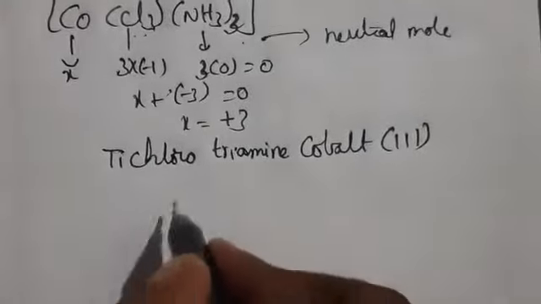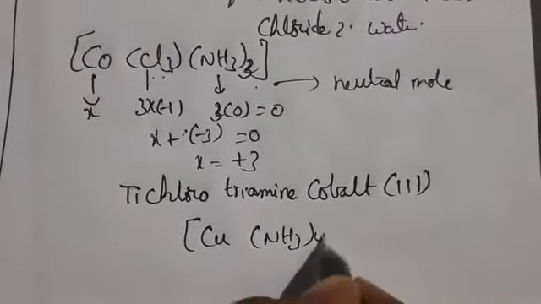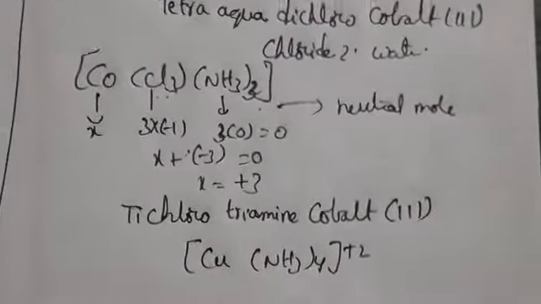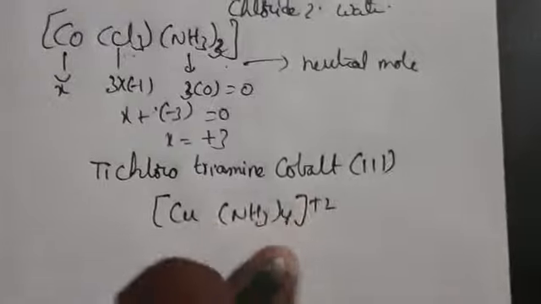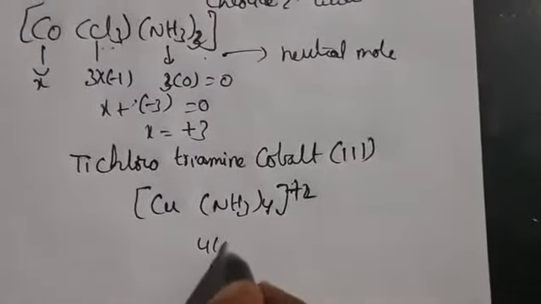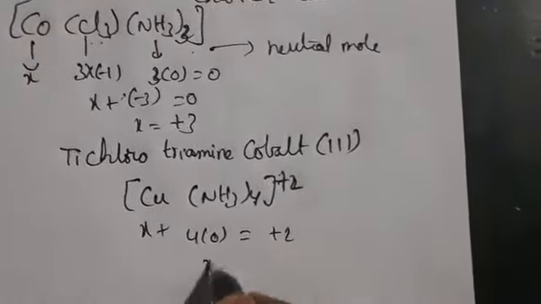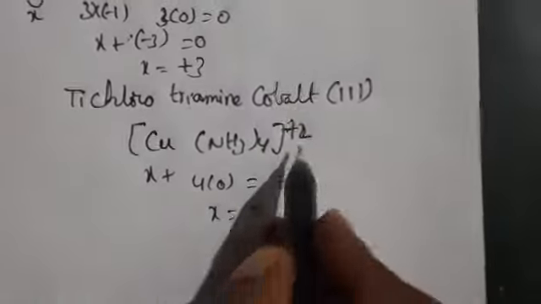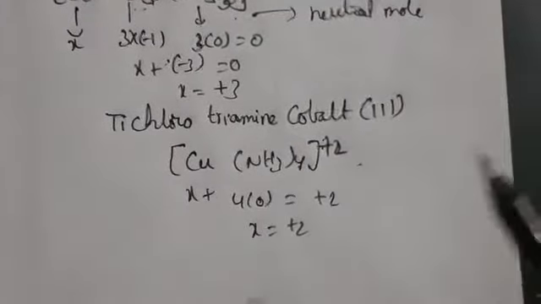Suppose you are getting here [Cu(NH3)4] 2+. So plus 2 charge is there, so it is a cation, and we can identify it as cationic. So here 4 into 0 plus X is equal to plus 2. For copper, X is equal to plus 2. So for copper, what is the oxidation state? Plus 2. So this is the cation. If there is no charge, it is neutral. If there is a charge, it is cationic.